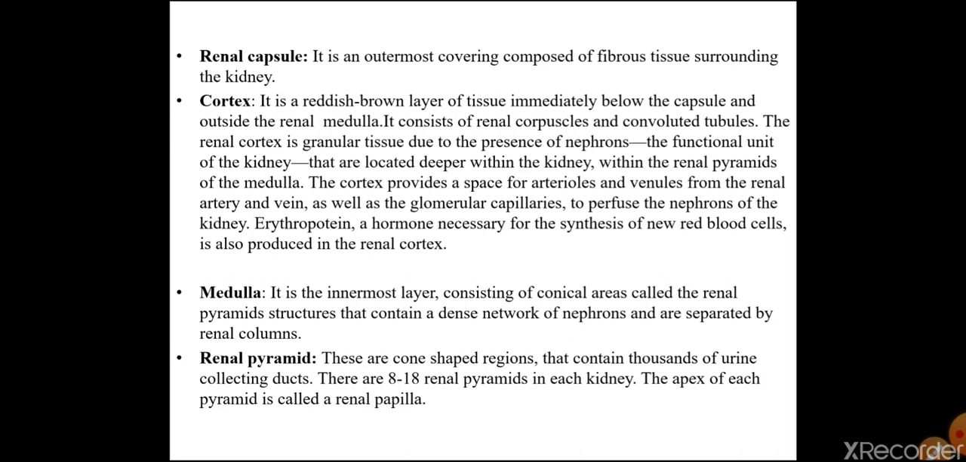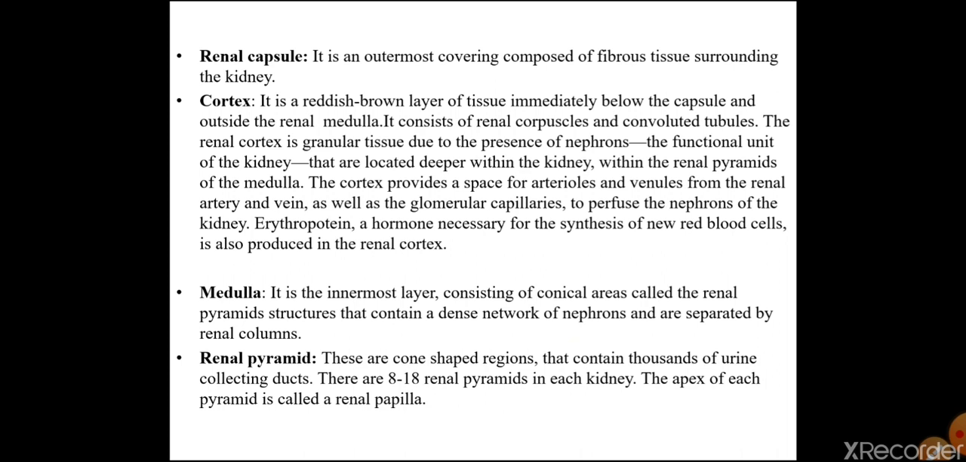Next structure is medulla. It is the innermost layer consisting of conical areas called the renal pyramids, structures that contain a dense network of nephrons and are separated by renal columns. Then we come to renal pyramid. These are cone-shaped regions that contain thousands of urine collecting ducts.